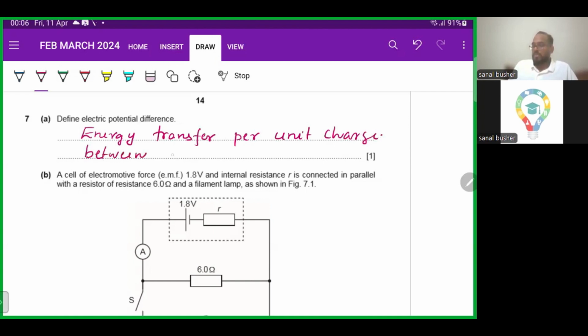Between 2 points in an electric field, or between 2 points in a circuit also, it is correct. So energy transfer, or the energy means work, and energy are the same. Work done in moving a charge from one point to another per charge, that is electric potential. Energy transfer per unit charge between 2 points in a circuit or in an electric field, both are correct.